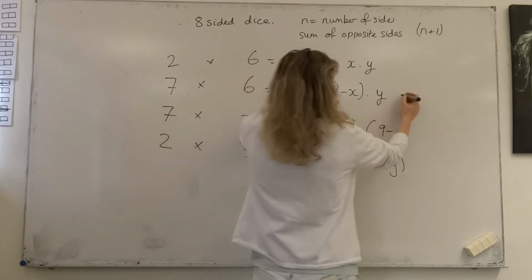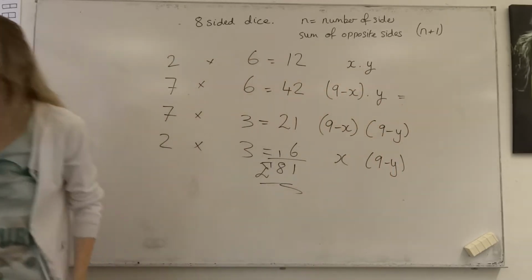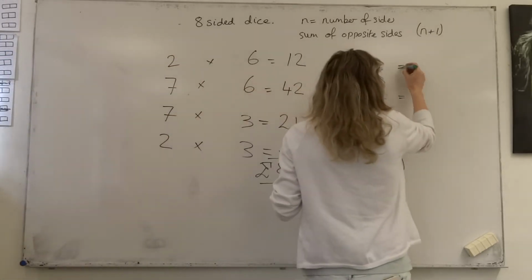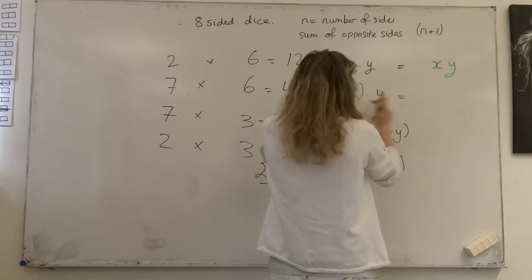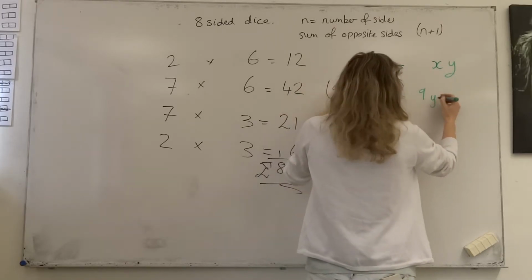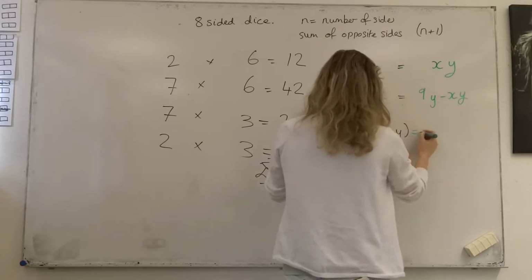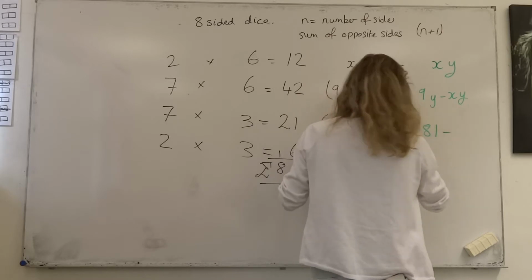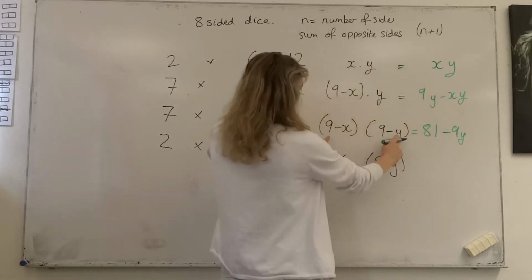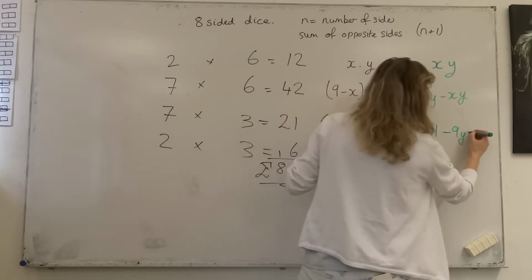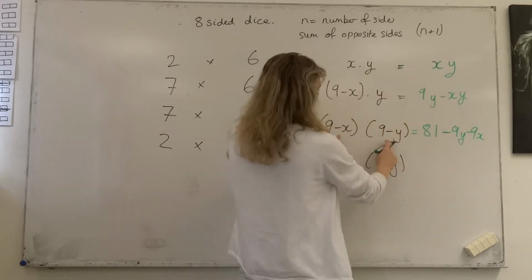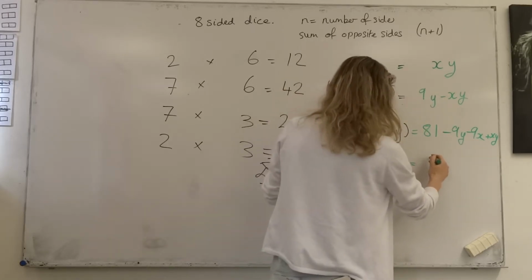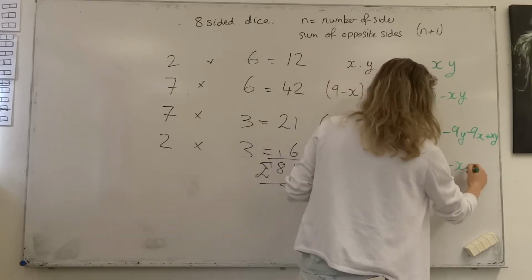When we expand this one out, we'll expand them out using a different colour because it makes it easier to see. So this one ends up being xy. This one ends up being 9y minus xy. This one ends up being 9 9s are 81, 81 minus 9y, outside 2, inside 2, minus 9x. Last 2 plus xy. And then this one ends up being 9x minus xy.